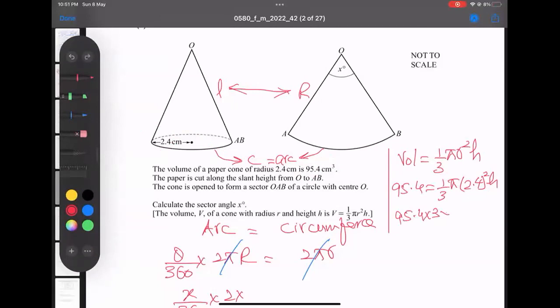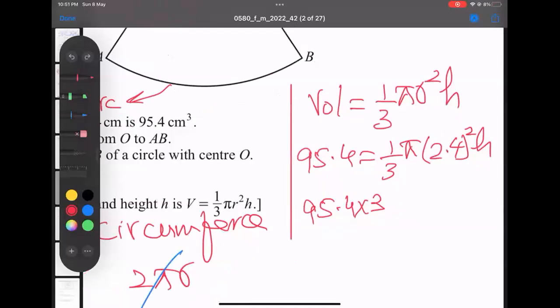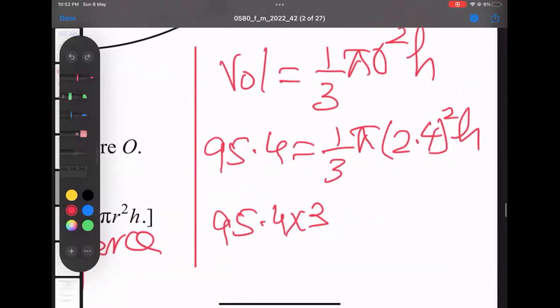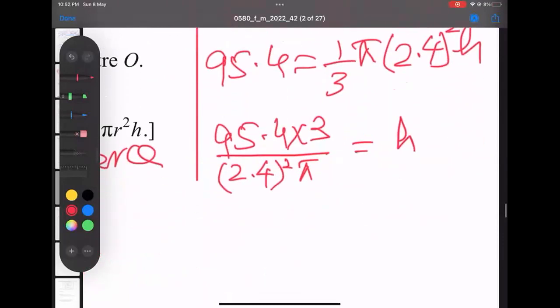Now this is 95.4 times 3 divided by pi times 2.4 squared. The 3 will multiply over there, and these two values multiply and go down. So if I type it in the calculator, I get the height as 15.8 centimeters. The height becomes clear.